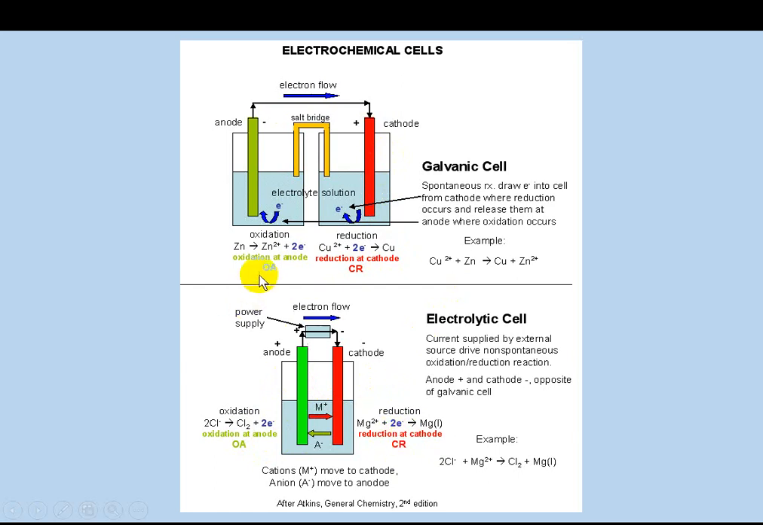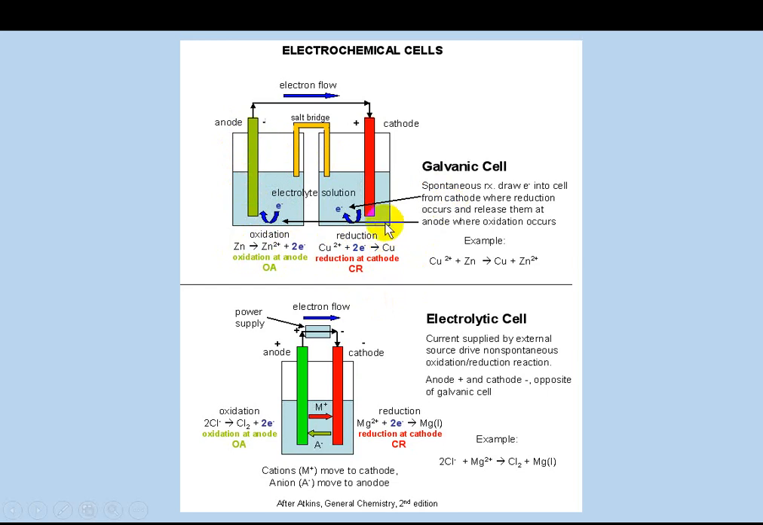Do you know what oxidation is? Look, loss of electrons is called oxidation. Gain of electrons is called reduction. Look, in the galvanic cell, loss of electrons occurs at the anode, so oxidation occurs. If it loses 2 electrons, this side becomes positive. This is the gain of electrons, reduction.